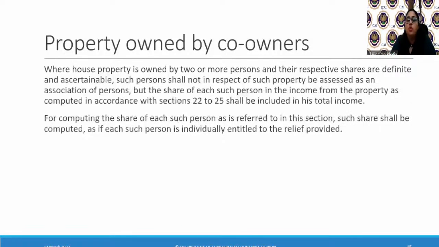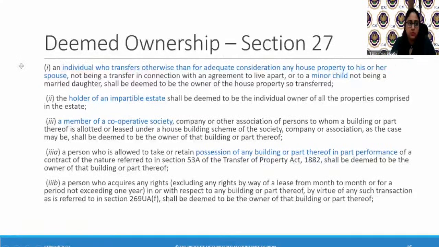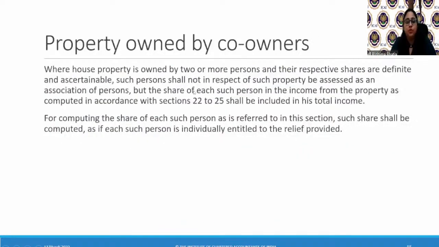Such persons shall not, in respect of such property, be assessed as AOP, but the share of each such person in the income from house property would be computed as per section 22-25 and shall be included in the total income. For computing the share of each person, such share shall be computed as if such person is individually entitled to the relief provided.